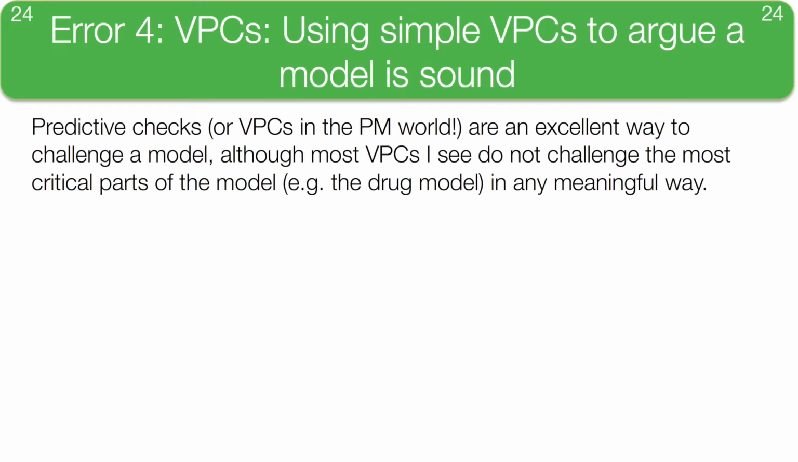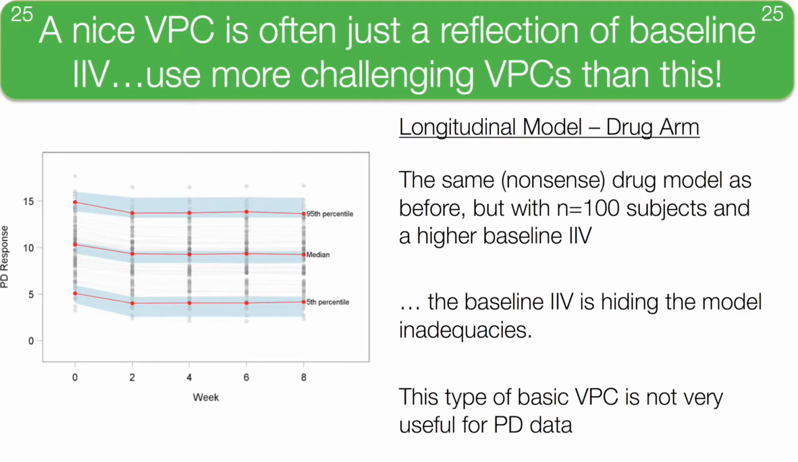Error number 4 is visual predictive checks, and it's using simple VPCs to argue a model is sound. So predictive checks, or VPCs in the pharmacometrics world, are an excellent way to challenge a model. Although I think most VPCs I see do not really challenge the critical parts of the model, so the drug model, in any meaningful way. A nice VPC is often just a reflection of baseline inter-individual variability, and we need to use more challenging VPCs than this.